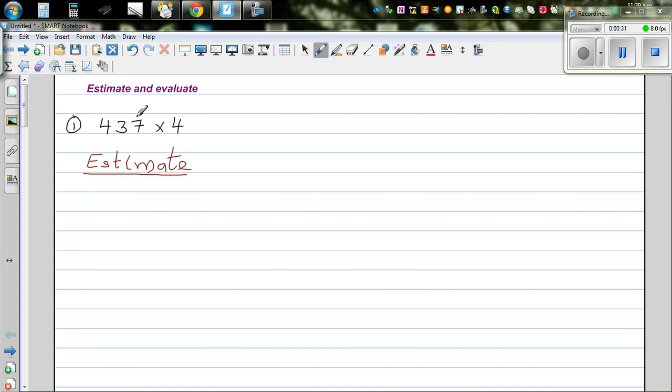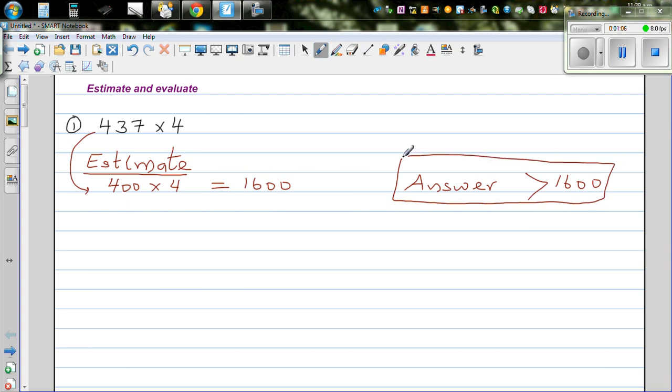In estimation, you can round it to the nearest 10 or nearest 100. So if you round this to the nearest 100, that is 400 times 4. I know 4 times 4 is 16, so the answer is 1600. You have rounded this number down, so your estimate should be that your answer is greater than 1600, because you have rounded 437 down to the nearest 100. So we can estimate the answer should be greater than 1600.